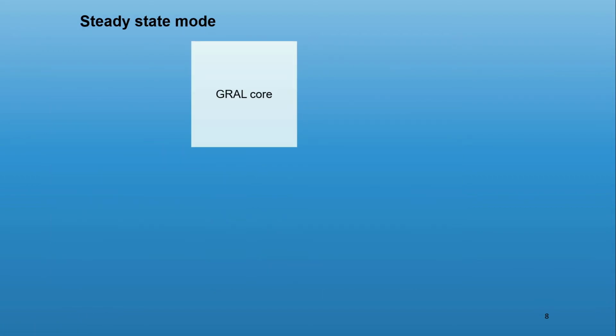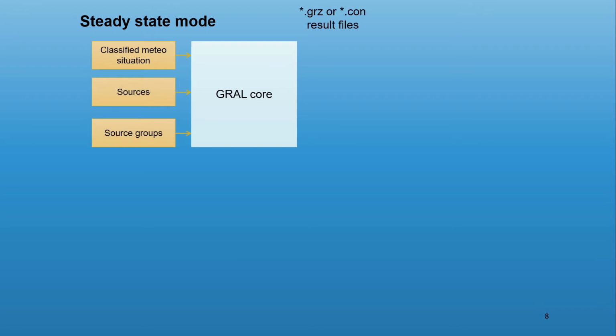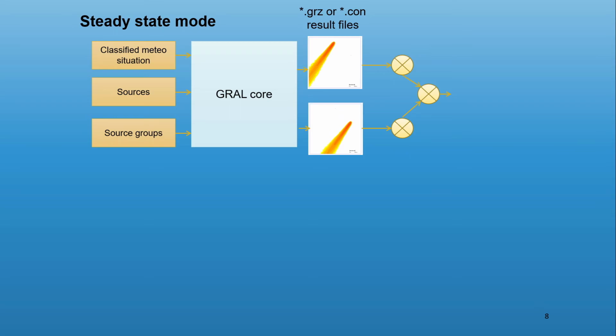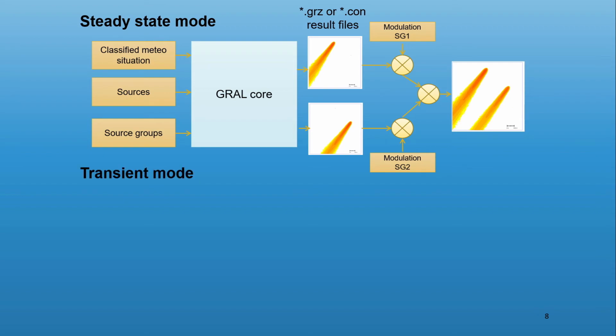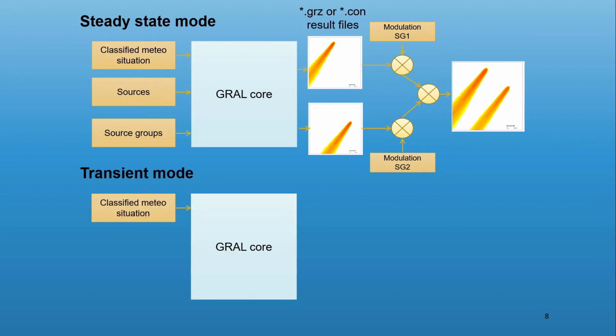What's happening in GRAL itself? We have the GRAL calculation core, and in the steady state mode, the core needs a classified meteorological situation, it needs sources, it needs source groups. Then we will get result files, and we can apply an emission modulation to the result files in the graphical user interface, and so we will get resulting concentration maps.